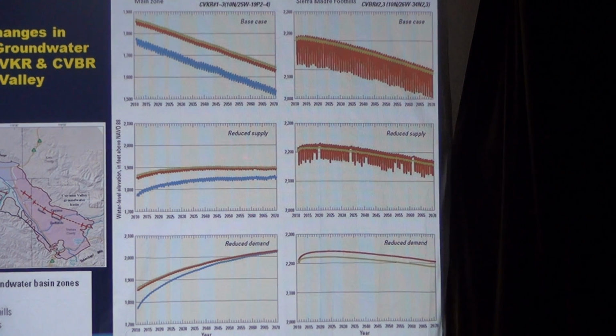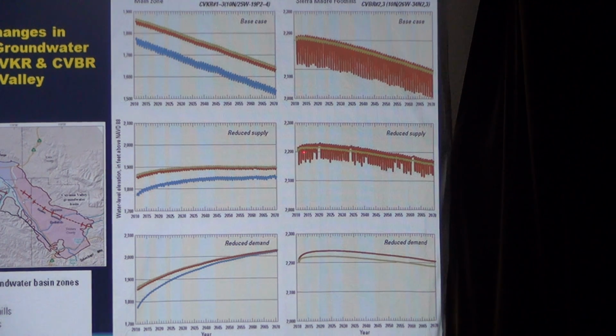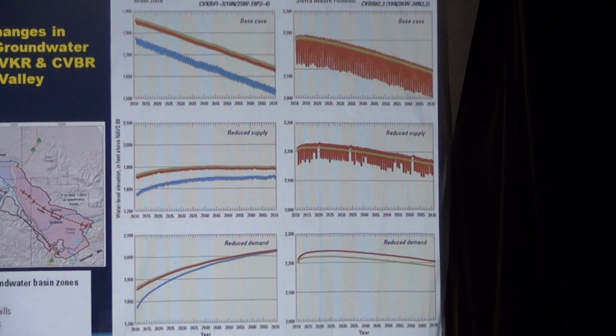When we look at reduced supply, we stop the declines in the main zone, but we still have some declines going on in the Sierra Madre foothills. And then when you reduce demand, we get actual recovery here, and you start to reduce the declines in the Sierra Madre foothills in that region. So that's in a water level context to get a better feeling of what's going on.